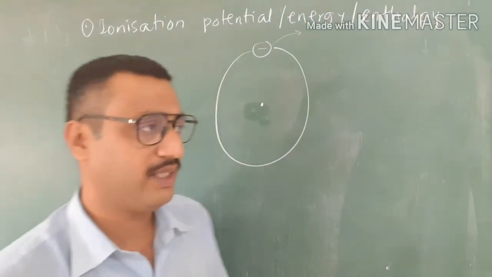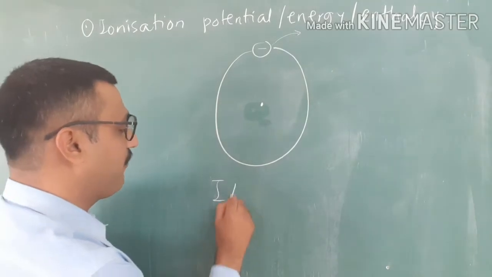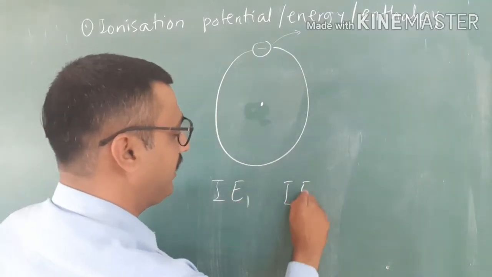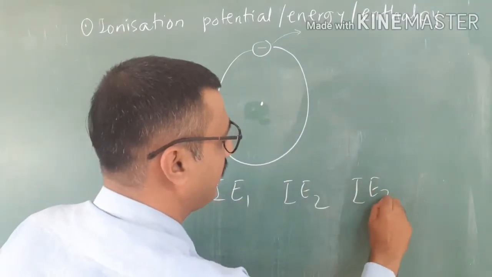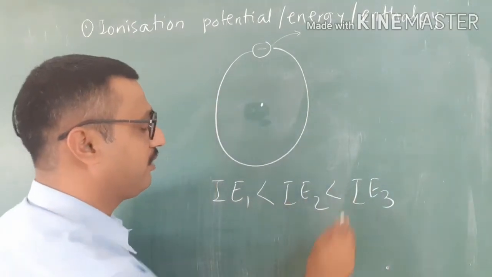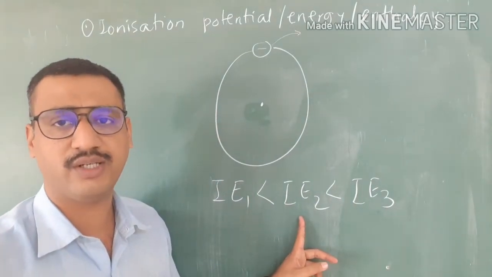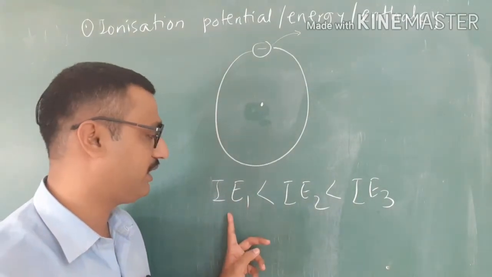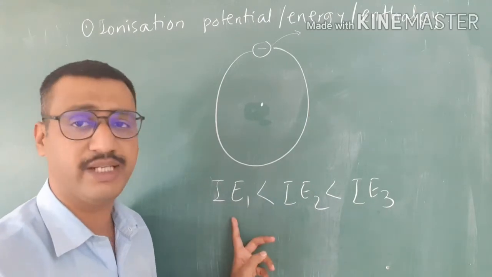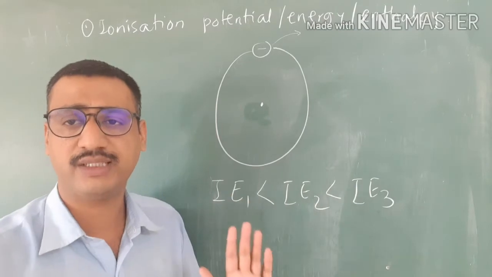So for any atom, if we consider the first, second and third ionization potential, the energy required to remove the third electron is greater than the energy required to remove the second electron, and the energy required to remove the first electron is smaller than the energy required to remove the second electron. So this is the trend. Hope that you are understanding.